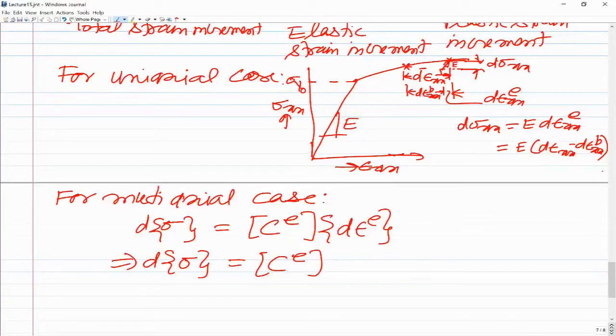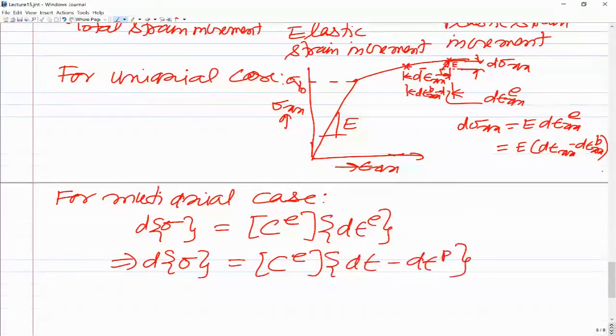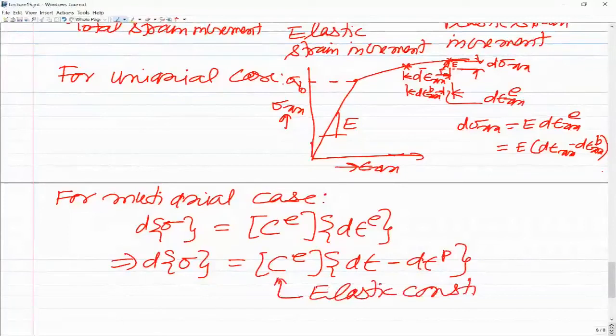So now d of epsilon e can be written as d of total strain increment minus the plastic part of the strain increment. So we are ultimately writing the differential increment in stress in terms of the differential incremental strain and differential incremental plastic strain. So if you look here again, this would be the elastic constitutive matrix. So that's the first thing.